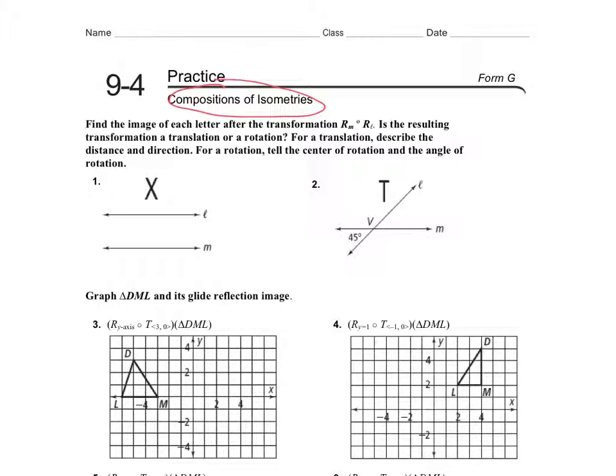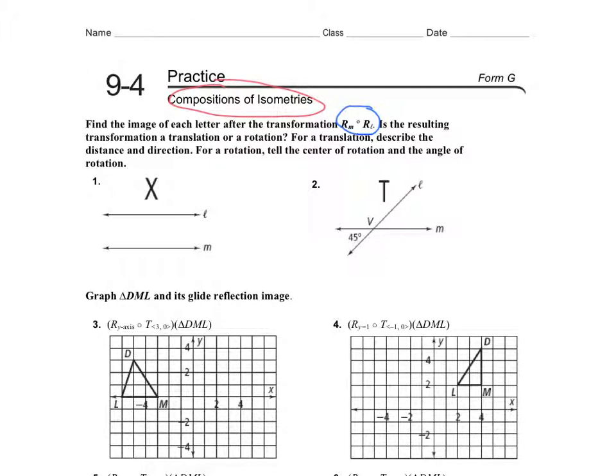So look at what the notation looks like here. And this is essentially saying, find the image of each letter after the transformation of the reflection over line M and the reflection over line L. And really what you need to do is you need to do the second transformation first and then do the first transformation. So the second one comes first and then this first one. And the question is, is the resulting transformation a translation or a rotation? And then you have to describe it.